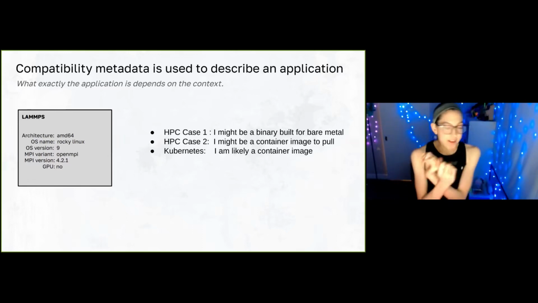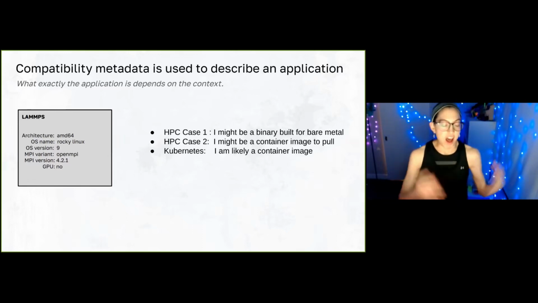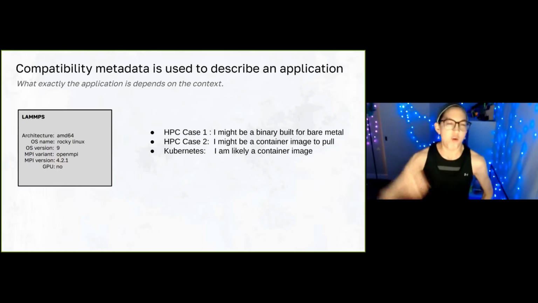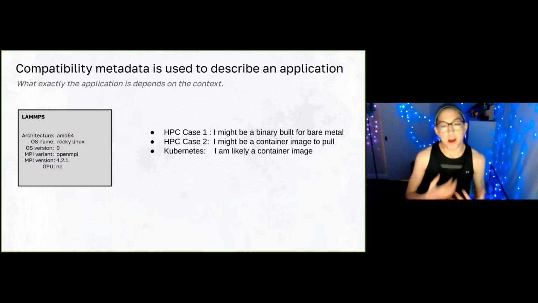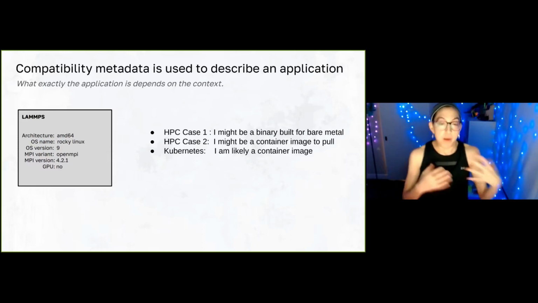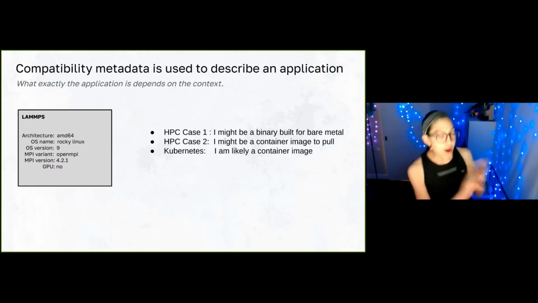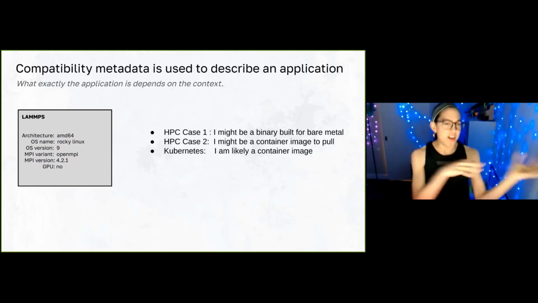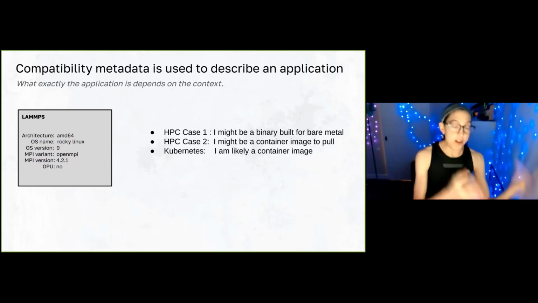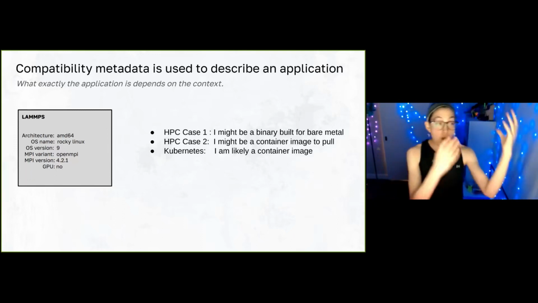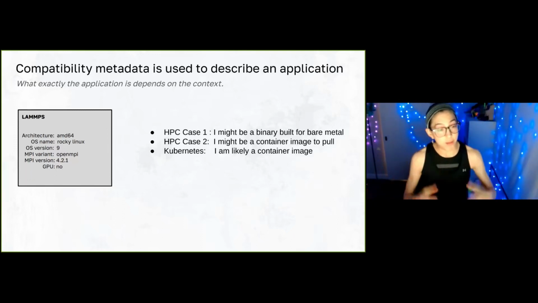The HPC use case one is: I have built LAMMPS on bare metal, because that's how we do HPC. I'm going to run that binary. HPC case two is: my cluster has Singularity or Podman, and I'm going to pull that container first, and then run the container on bare metal. The third case is cloud and Kubernetes. Well, I'm probably going to be pulling a container image that has LAMMPS and running it.